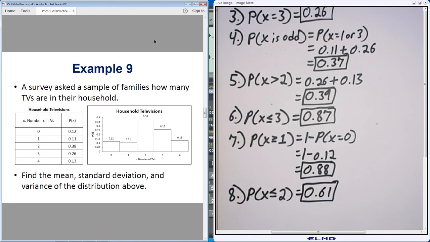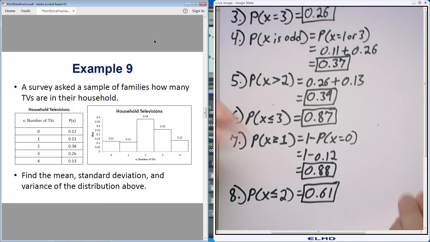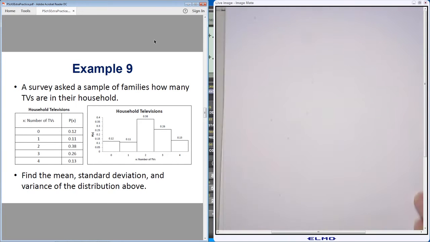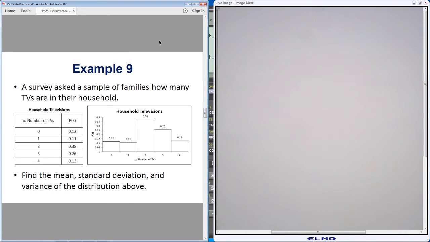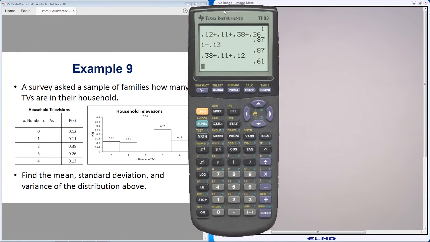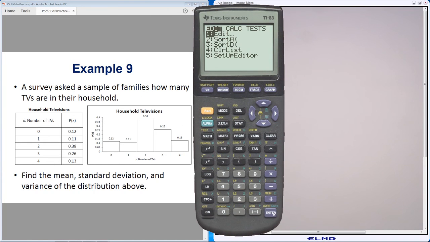Number 9 says to find the mean, standard deviation, and variance of this distribution. Since we have a table or a histogram, we'll need to go to our list. To do that, press Stat and Enter. In list 1, I'm going to put the X values. In list 2, I'm going to put the probabilities. Don't forget the decimals.